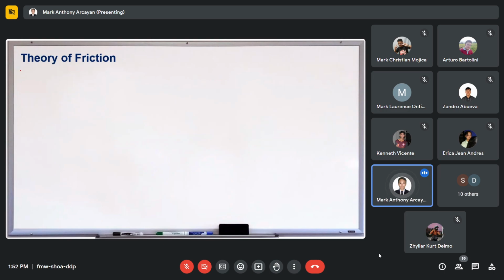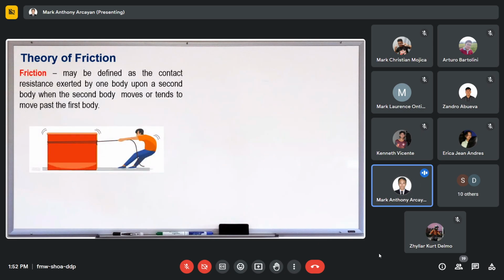Now let's start with the theory about friction. So friction is defined as the contact resistance exerted by one body upon a second body when the second body moves or tends to move past the first body. If you can recall sa kadtong picture ang gibutang sa lesson 1, natoy ball natoy pencil ngadto gisulat ta. So the reason why makasuwat pud ta sa ato ang lapis diha sa ato ang papel, it's because of the presence of friction. Kay kung mo slide ra na siya, then dili ta makasuwat, no?